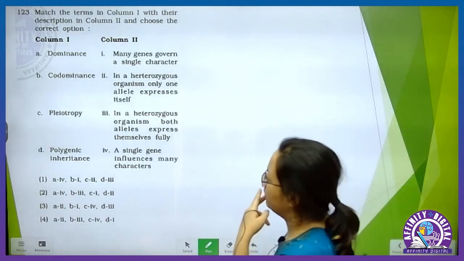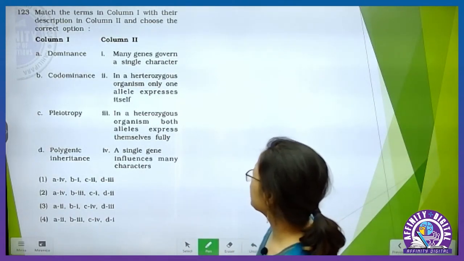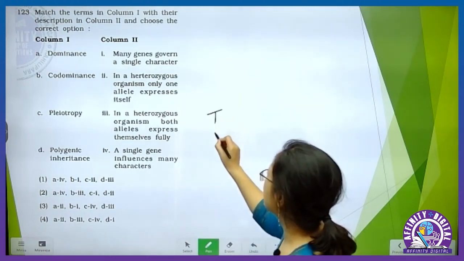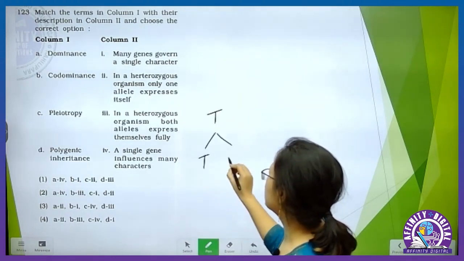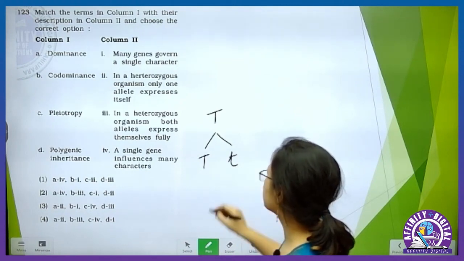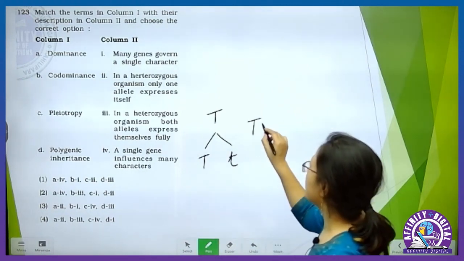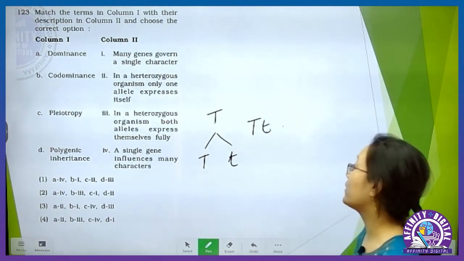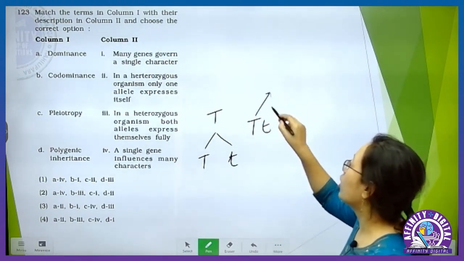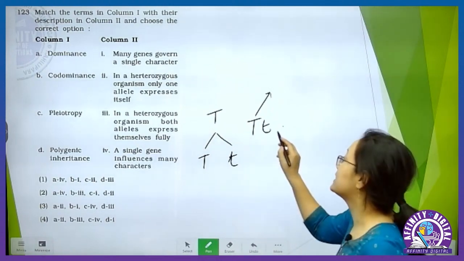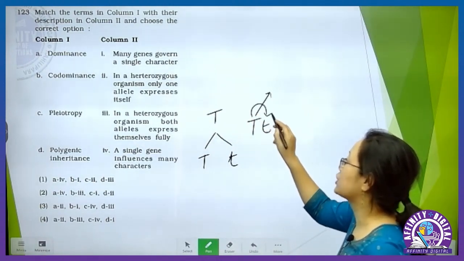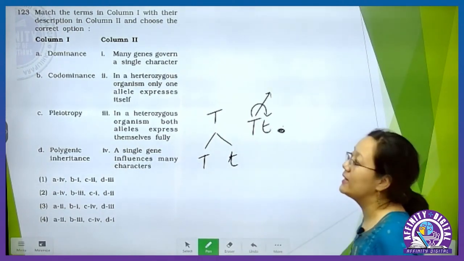Dominance. Dominance means suppose one gene is there, it will have its dominant allele form and its recessive allele form. And when in a heterozygous condition, meaning one dominant allele and one recessive allele, only the dominant allele will be expressed. The recessive allele is never expressed. The dominant allele suppresses the function of the recessive allele.